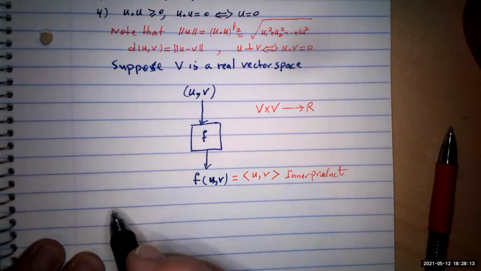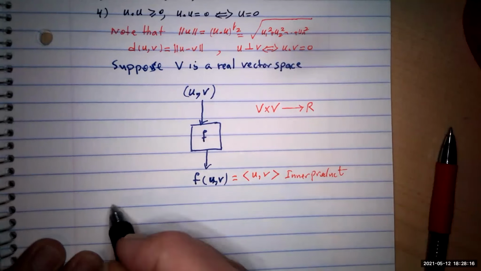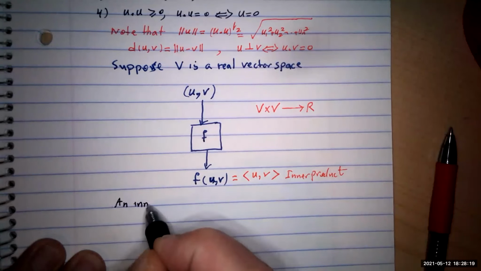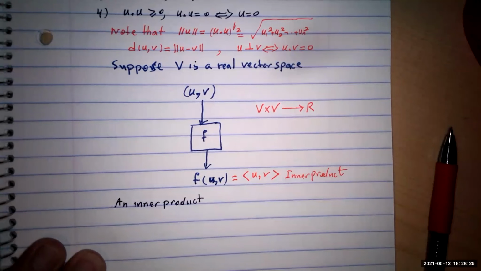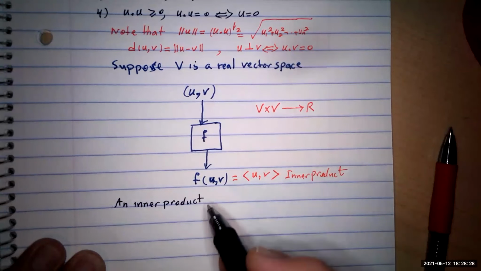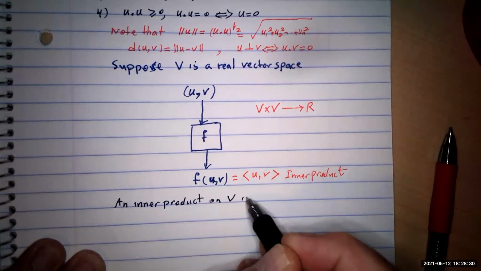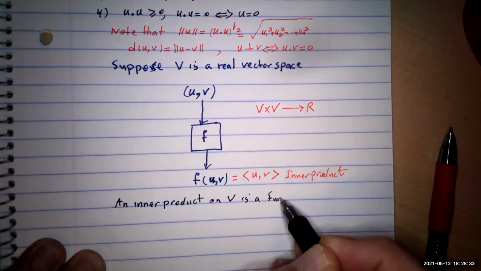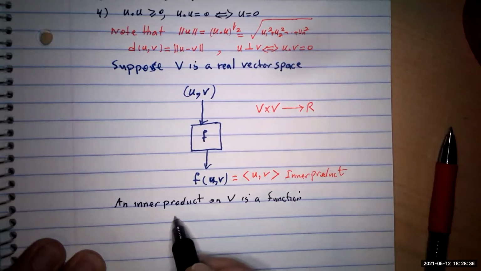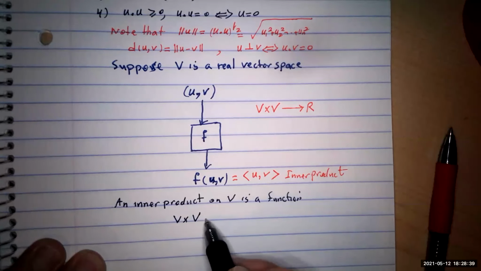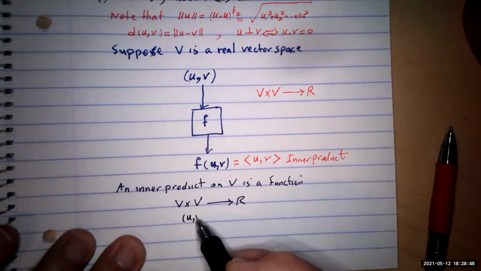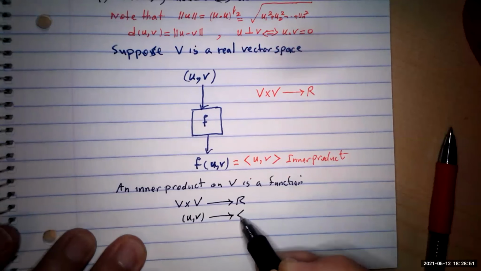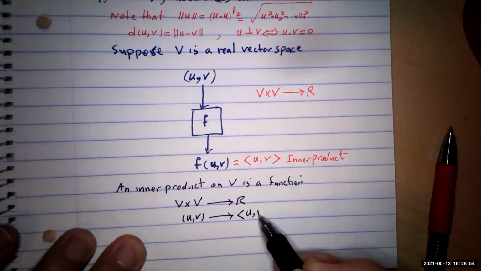Now, an inner product on this vector space V is going to be a function. What is that function from? V cross V into R. So we just define it: we get a pair of points and assign it to a number. That number would be denoted by u and v here.